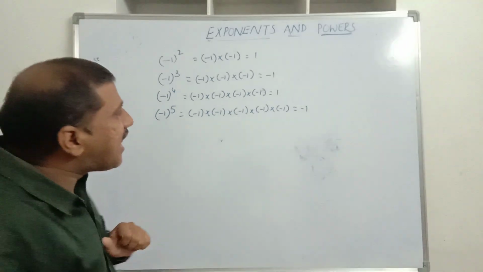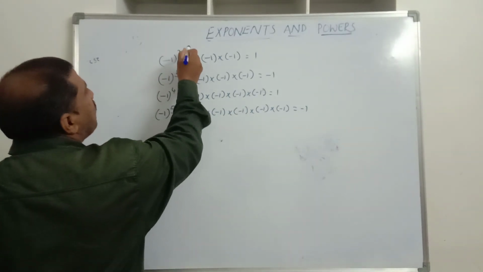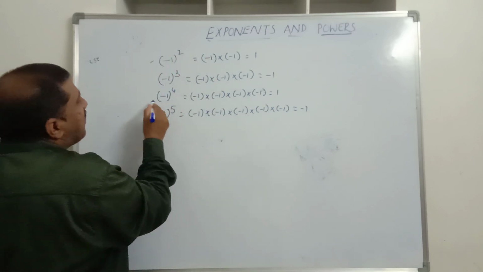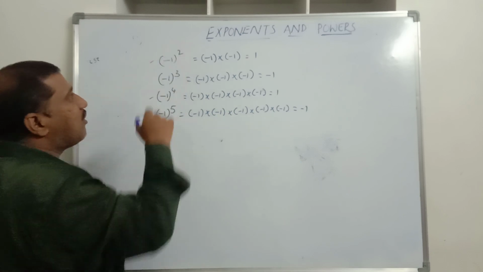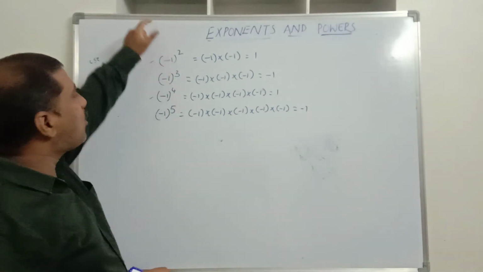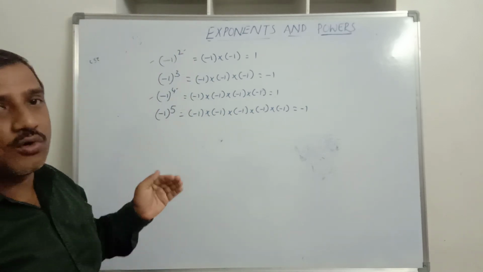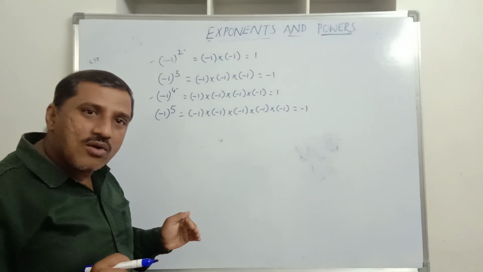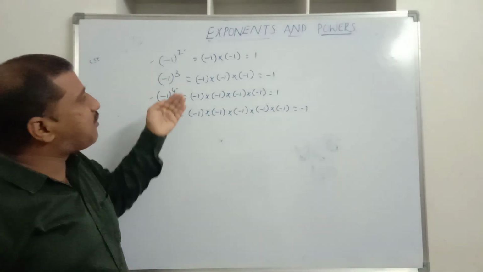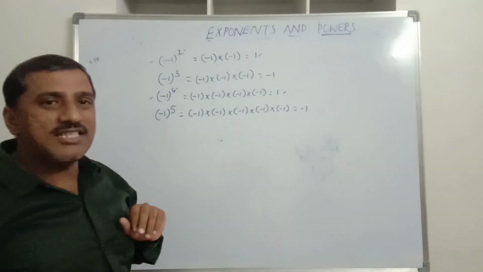When do we get plus 1 and when do we get minus 1? You see minus 1 whole to the power of 2, that is minus 1 whole squared, and minus 1 whole to the power of 4. If you observe here, 2 and 4, what are these numbers? 2, 4, 6, 8. These numbers are known as even numbers. For minus 1, if even powers, even exponents are there, we always get plus 1.